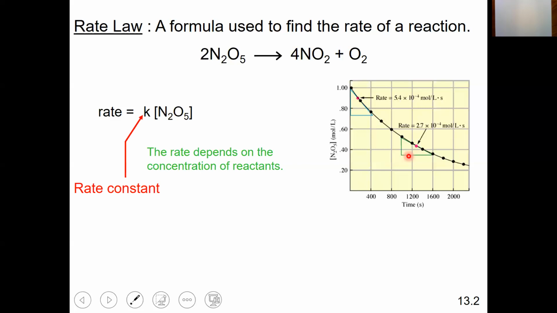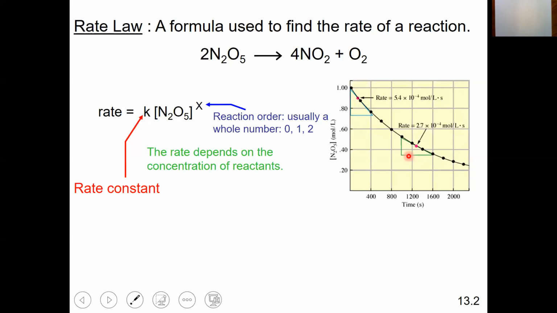So a rate law says rate equals k, the rate constant, times the concentration of reactants raised to some power. That power is a whole number, typically, that's often not greater than 2. So that could be a 0, a 1, or a 2. Okay, cool. This is a rate law.